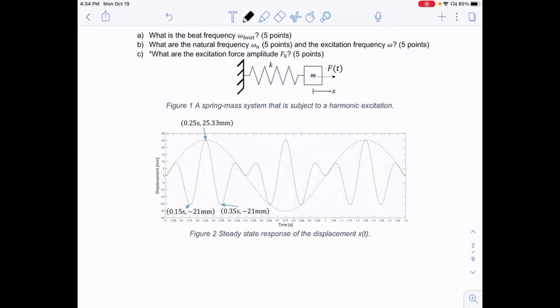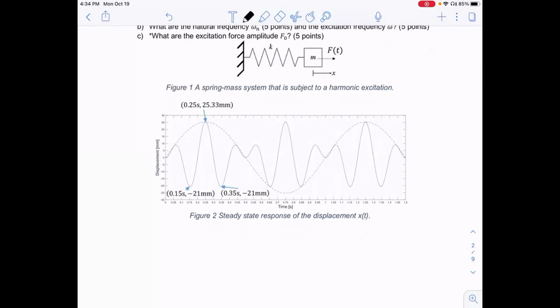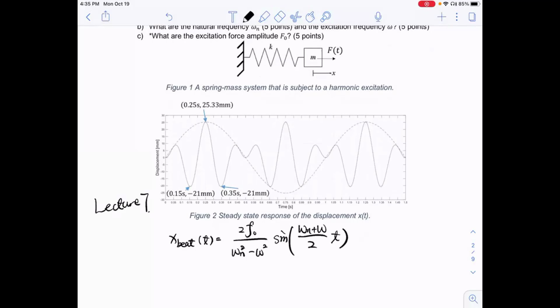So for the beat, whenever you see an image, you should start from the equation. For the beat equation, you need to go to lecture 7. The beat equation is f0 over omega n squared minus omega squared, times sin of (omega n minus omega) t over 2, times sin of (omega n plus omega) t over 2. So that's the time domain function for your beat signal.